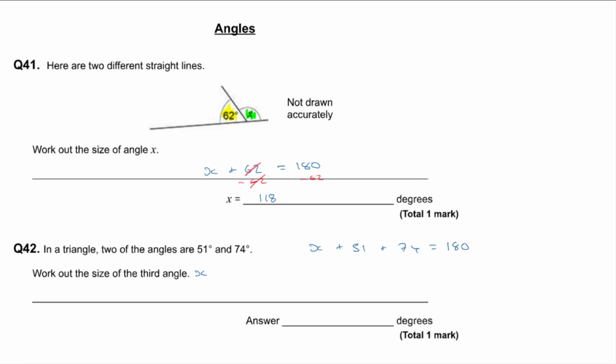Okay, so adding these two together first, 51 and 74 added together, that gives me 125, isn't it? So that's x plus 125 is equal to 180. So then taking 125 away from both sides, that's going to leave me with x is equal to 180, take away 125, that is 55 degrees.